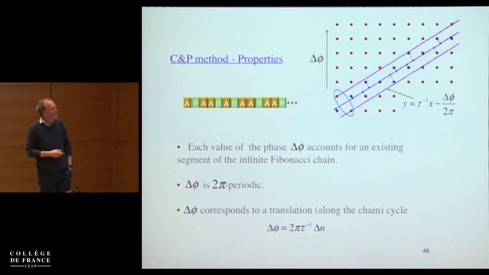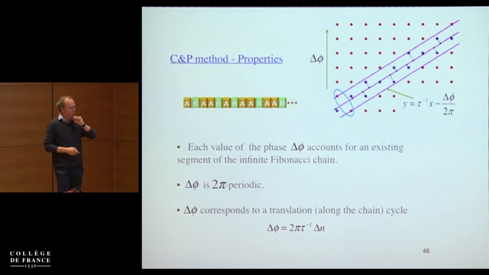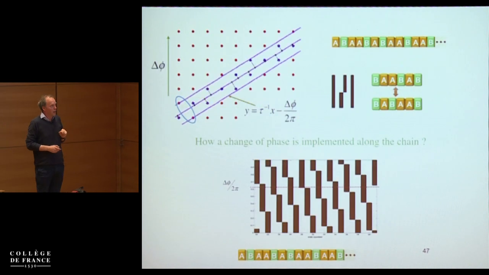Trying to... Okay, now, delta phi is 2 pi periodic. And this delta phi corresponds to a translation along the chain, which means along this chain here, which is like a delta n, which means that each time that you move along the y direction, in fact, you make a translation along the chain. Okay? So I will show it now more precisely.